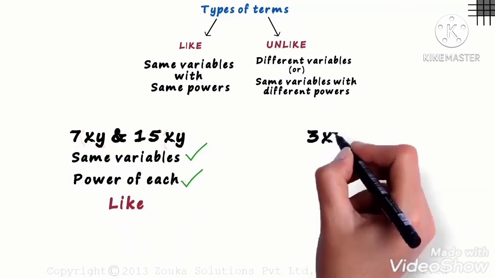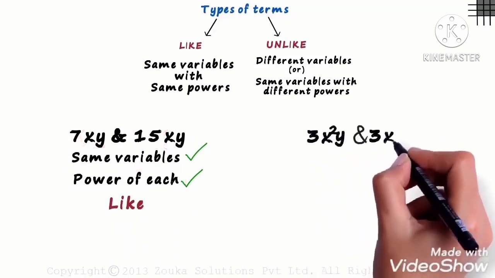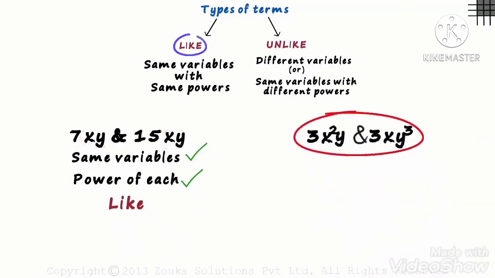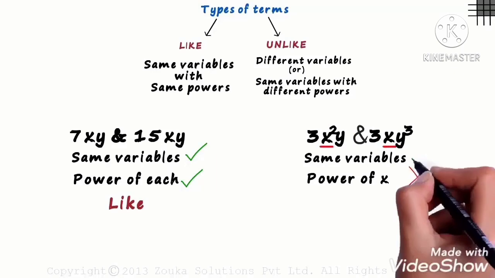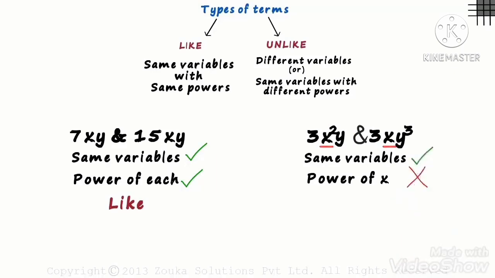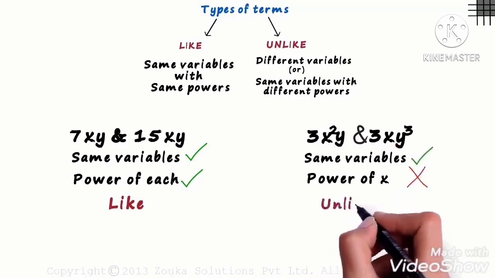What about 3x squared y and 3xy cubed? Are they like or unlike? Both the terms have the same variables x and y. Now let's compare the powers of each of the variables. Let's look at the power of x first. In the first term, it's 2, and in the second, it's 1. It's not the same. Even though the variables are the same, because the powers are not equal, these are unlike terms.